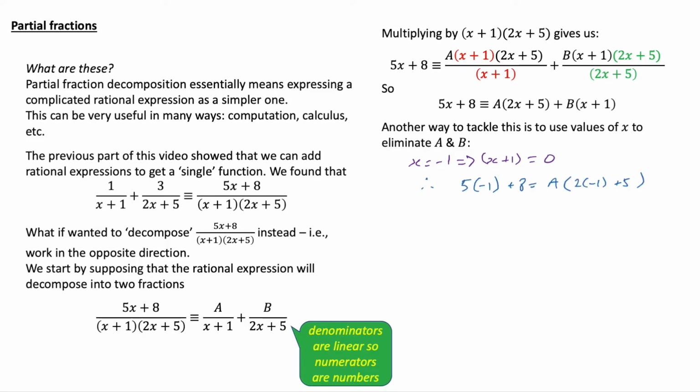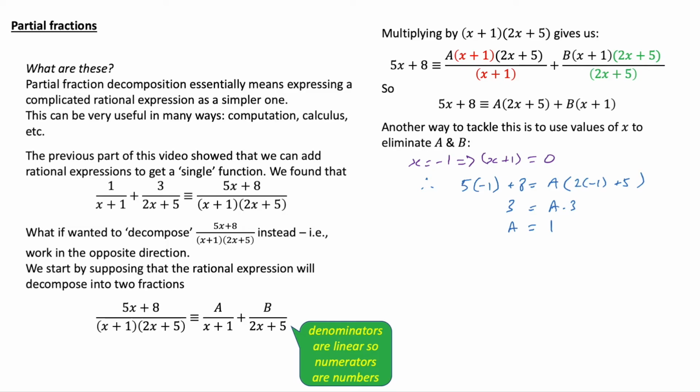So if we put minus 1 in, we get 5 times minus 1 plus 8 on the left hand side. On the right hand side we've got a times 2 times minus 1 plus the 5. The second bracket, the b times x plus 1, as I've just said, will disappear, and so we can just tidy up. That gives us 3 equals a times 3, and therefore of course a is 1.